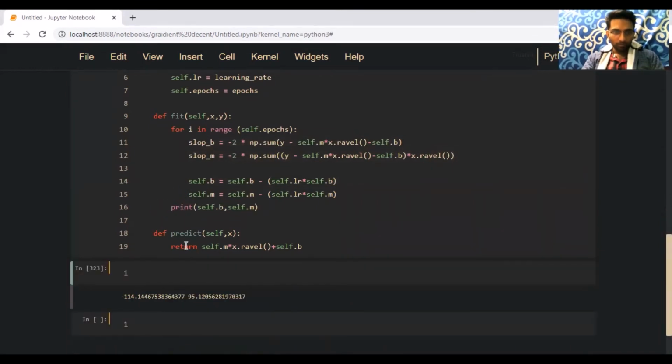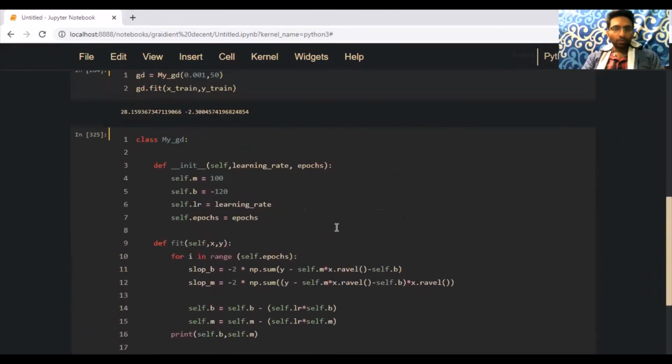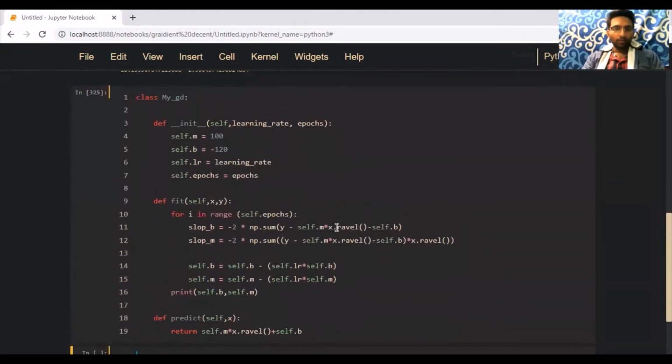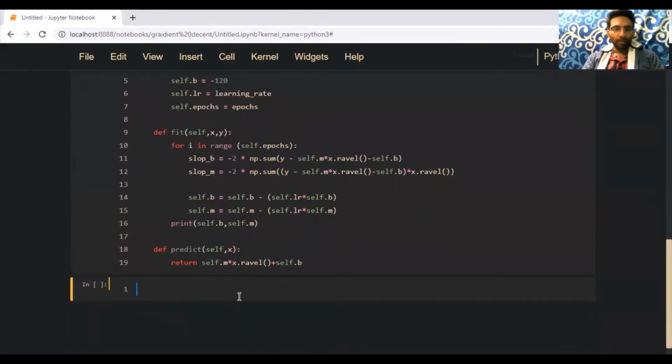Working now. So our code is ready. Our own built-in code is ready for the gradient descent. Now we can initialize the things like GD is equal to my GD, and here I will pass the learning rate, comma 50.